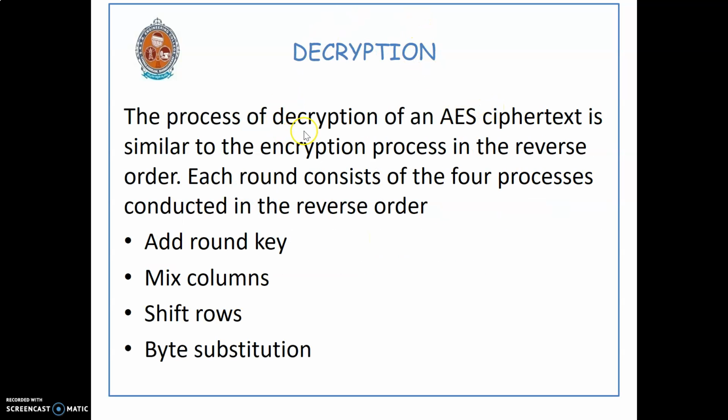Decryption process. The process of decryption of an AES ciphertext is similar to the encryption process in the reverse order. Each round consists of 4 processes conducted in the reverse order: add round key, mix columns, shift rows, byte substitution.